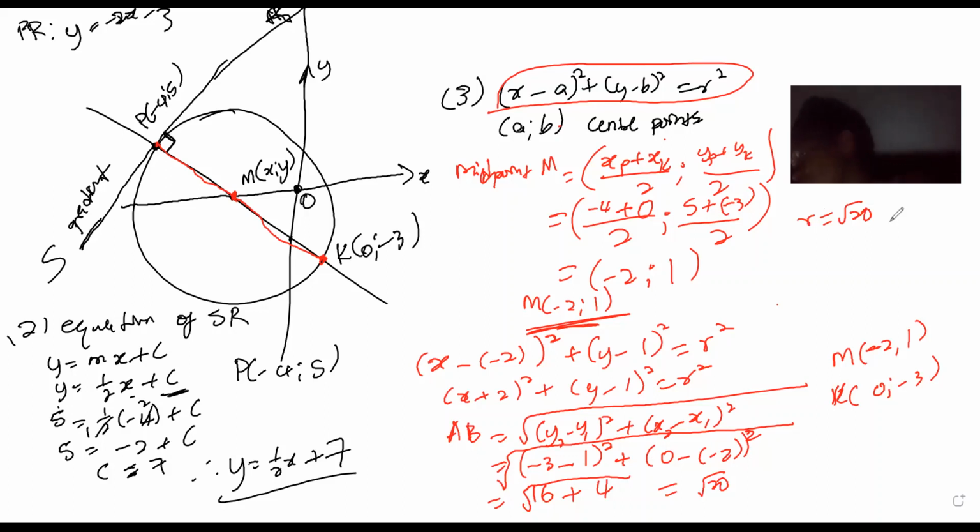Okay, let me confirm that. Yes, r is the square root of 20. Therefore, if r is the square root of 20, then the equation of the circle will be x plus 2 squared plus y minus 1 squared. It's actually, r is the square root of 20, and r squared will be 20. So this will be equal to 20. That's the equation of the circle. Okay, then that is that one.